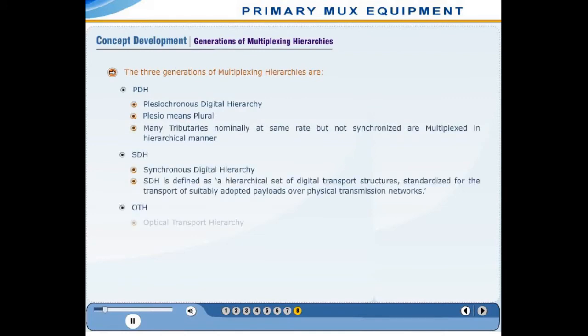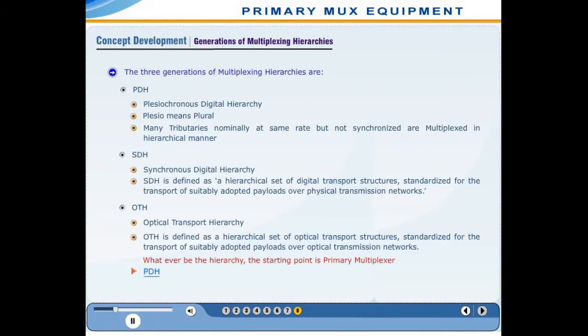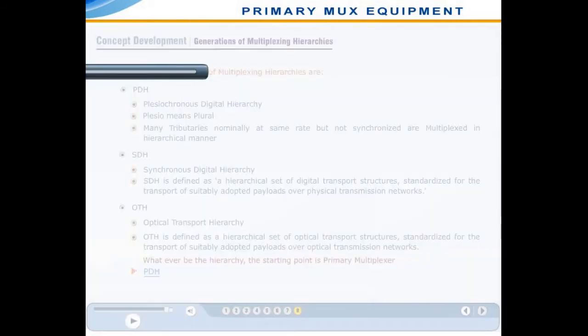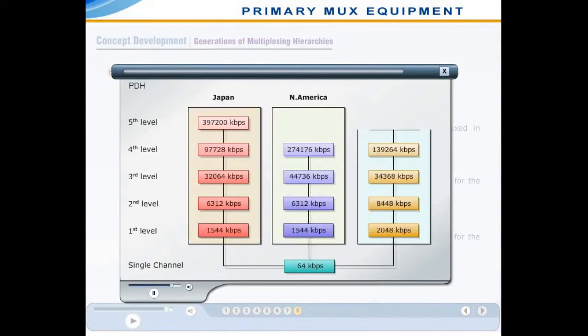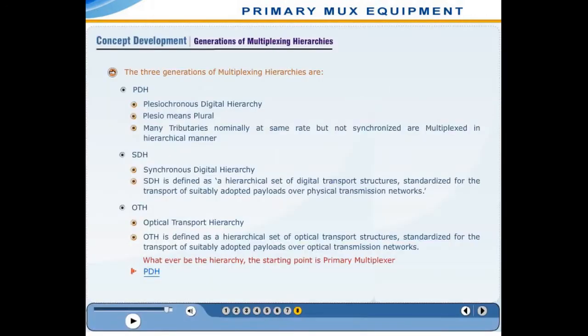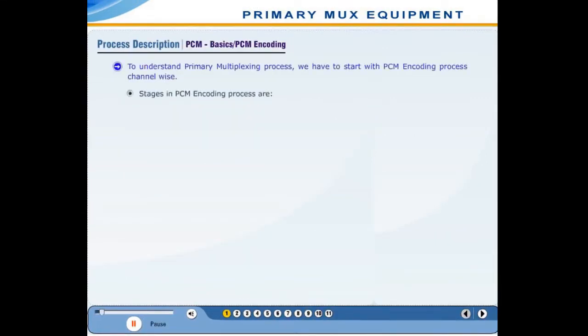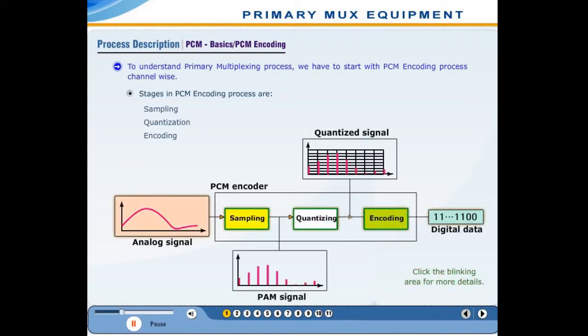Generations of multiplexing hierarchies. The three generations of multiplexing hierarchies are plesiochronous digital hierarchy or PDH, synchronous digital hierarchy or SDH, and optical transport hierarchy or OTH. The multiplexing hierarchies of various countries are shown on the screen. To understand the primary multiplexing process, we have to learn the encoding process for pulse code modulation. This consists of sampling, quantization, and encoding.